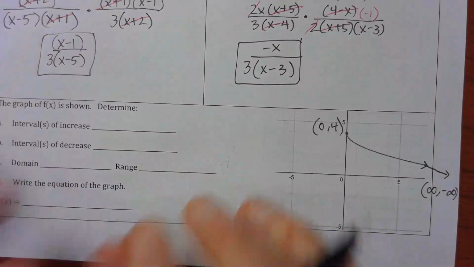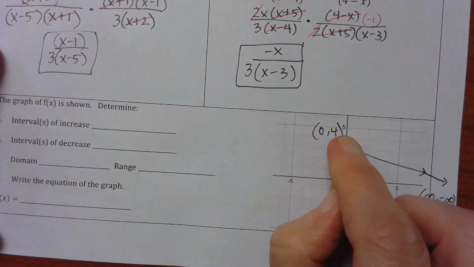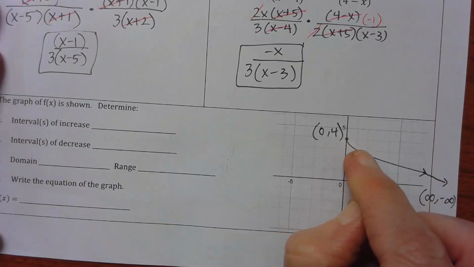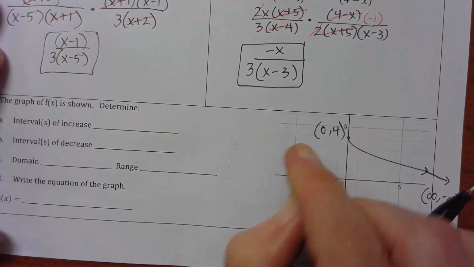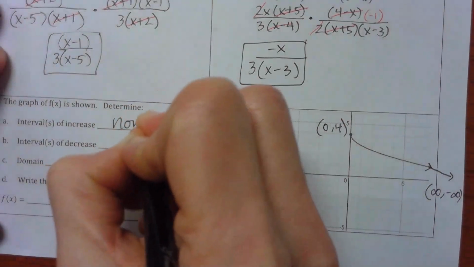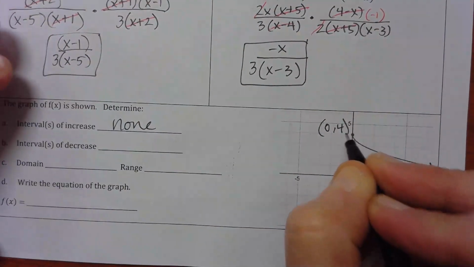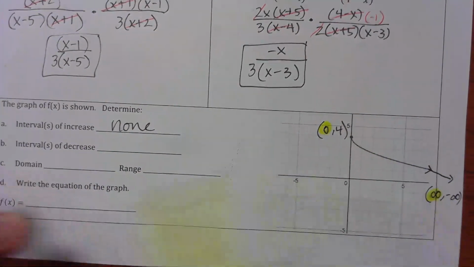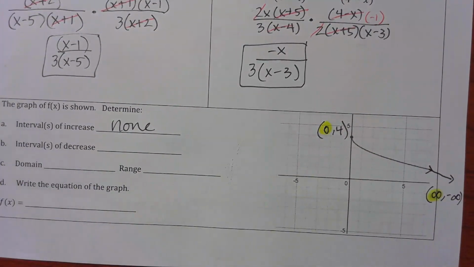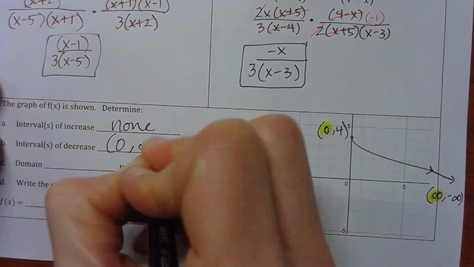Okay, so my interval of increase. Imagine I'm going to get on board right here, and I'm going to be traveling on this roller coaster. This is a downhill only roller coaster. So there is no interval of increase, but there is an interval of decrease. It starts at 0. We always look at x and ends at infinity. That's my interval of decrease, 0 to infinity.